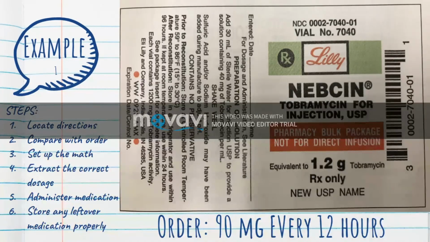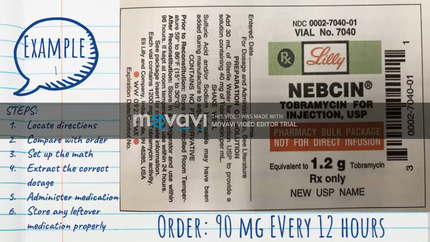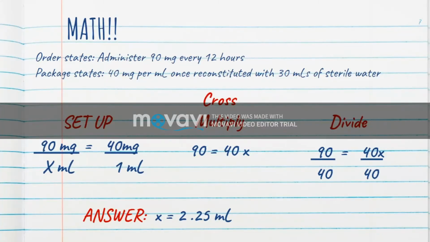All right, same label. We are going to do the math this time. We've located the directions. We're going to compare with our order. Our order's down at the bottom. It says 90 milligrams every 12 hours. Now we're going to set up the math, extract the correct dosage, administer the medication, and store any leftover medication properly. All right, so flip over here and let's do some math.